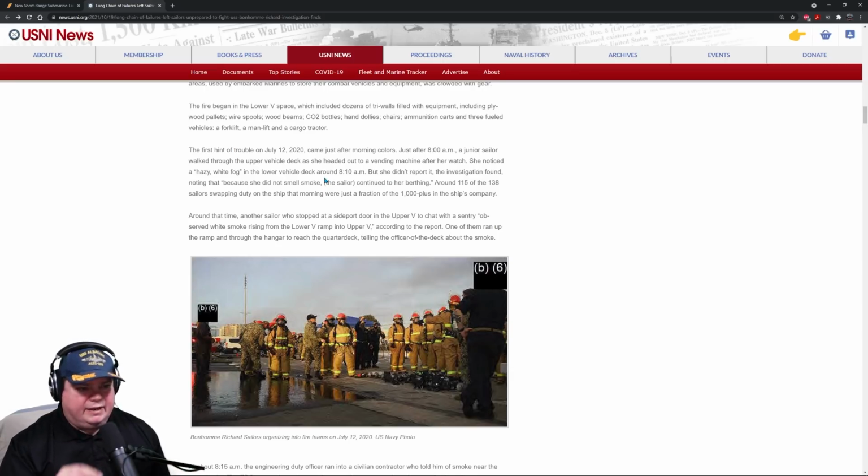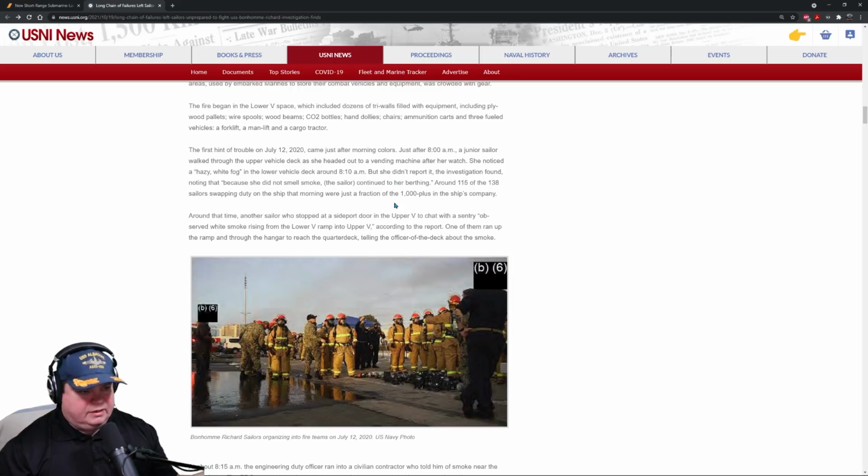Just after 8 a.m., a junior sailor walked through the upper vehicle deck where she headed to a vending machine after her watch. Okay, she noticed a hazy white fog in the lower vehicle deck. So she's walking along. This bay is two stories high. She's in the upper story and looking down into the lower story and noticing this white fog. Say something. She didn't report it, the investigation found, noting that because she did not smell smoke, the sailor continued to her berthing.